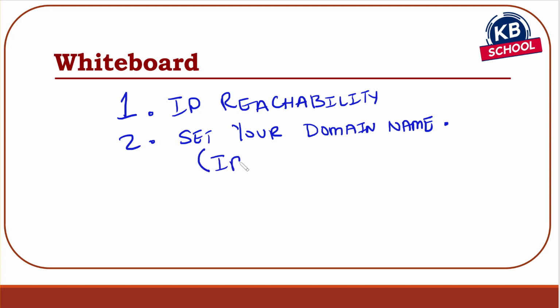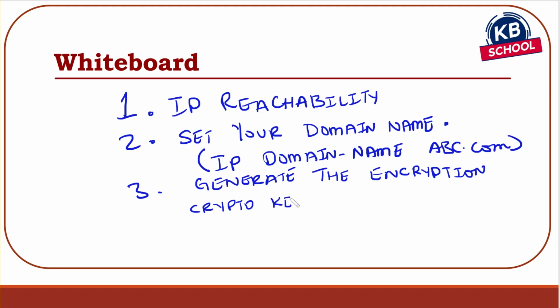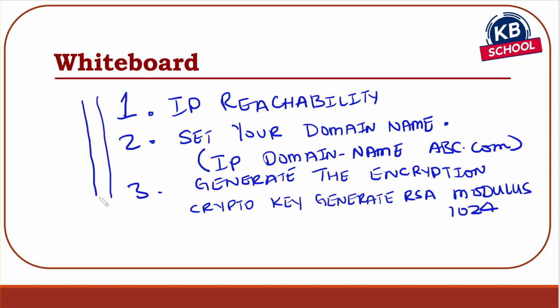The command for that is ip domain-name followed by the name of your domain, let's say abc.com. Now once you do that, you generate your encryption key. This is the key that will be used for encrypting your transmission from the router to the admin PC. This is done by using a command called crypto key generate rsa followed by the size of the key. Now, the bigger the size that you set, the more secure it is, but at the same time, it takes more time to encrypt and decrypt. So once these three things are done, you're now set up for SSH.